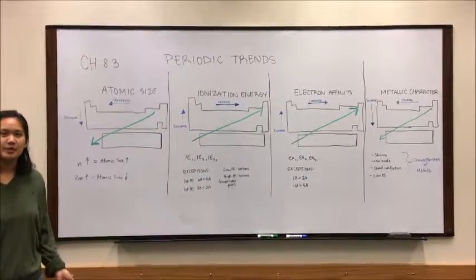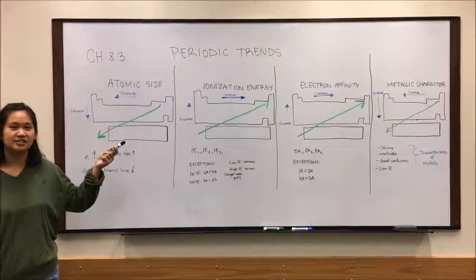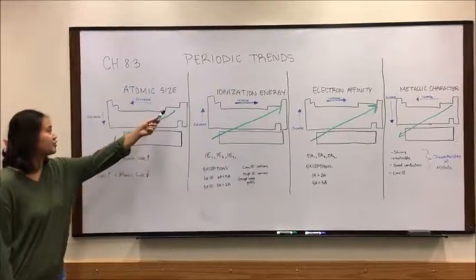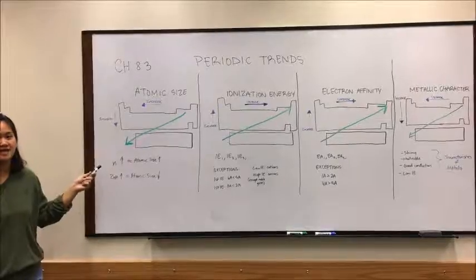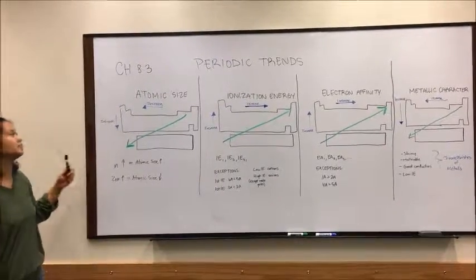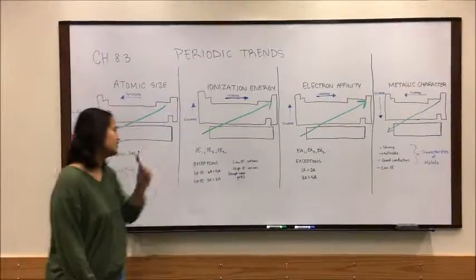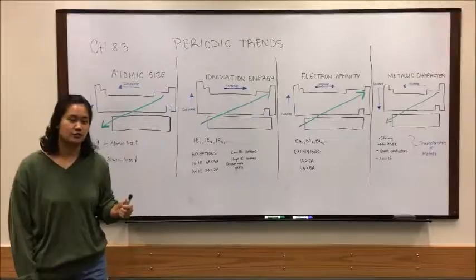In chapter 8.3, we will be discussing periodic trends, which includes atomic size, ionization energy, electron affinity, and metallic character. Atomic size generally increases in this direction and is greatly influenced by the principal quantum number n and the effective nuclear charge. Next is ionization energy, which generally increases in this direction and is successive, which means that it has first, second, third, and so forth.